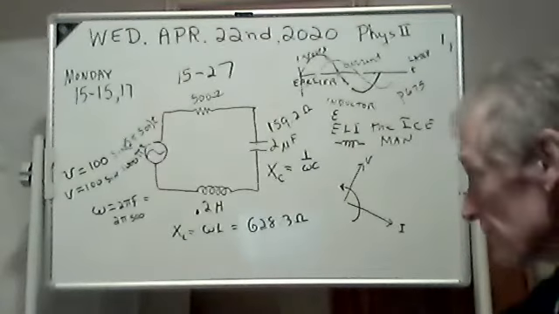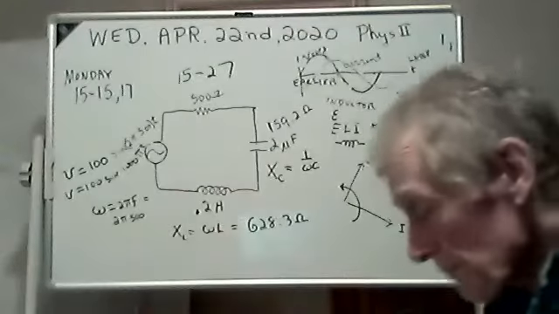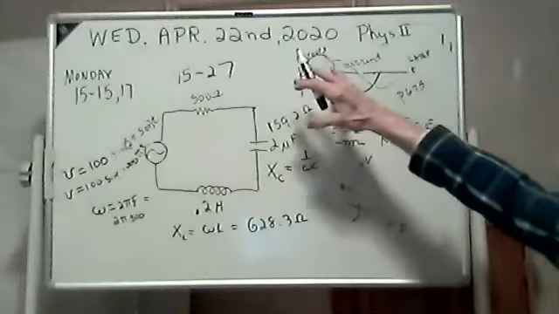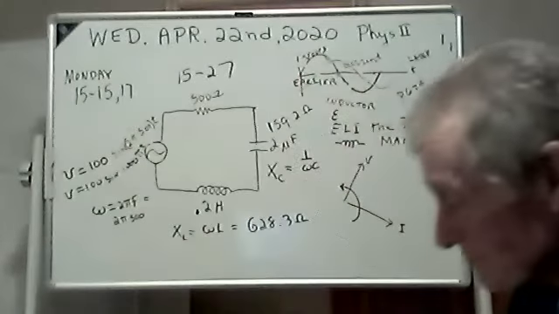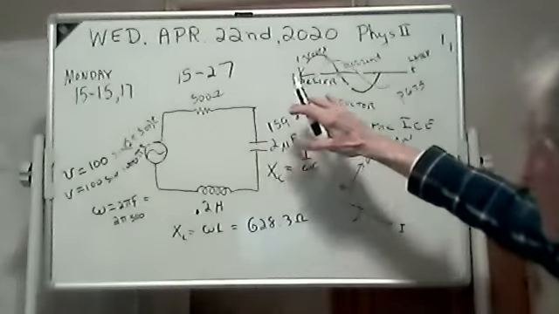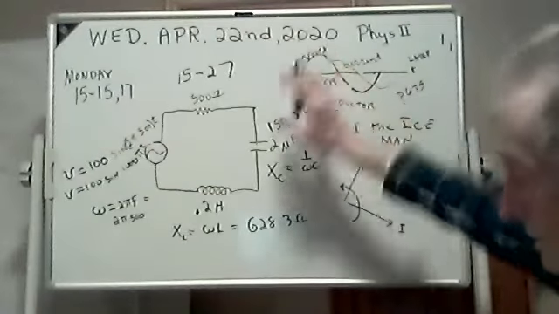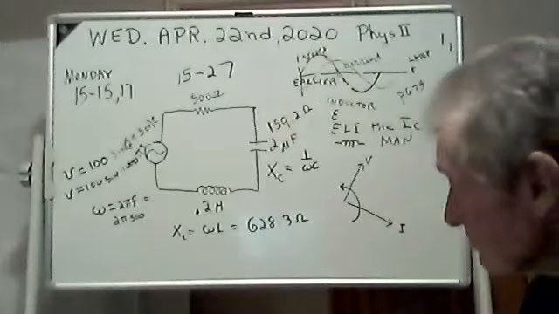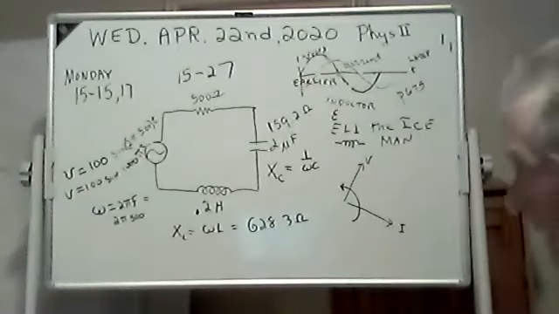The thing is, we have a series circuit, so the current is the same on all the components, but nevertheless, the voltage is going to lead the current in the inductor. Now, in a capacitor, it's just the other way around.